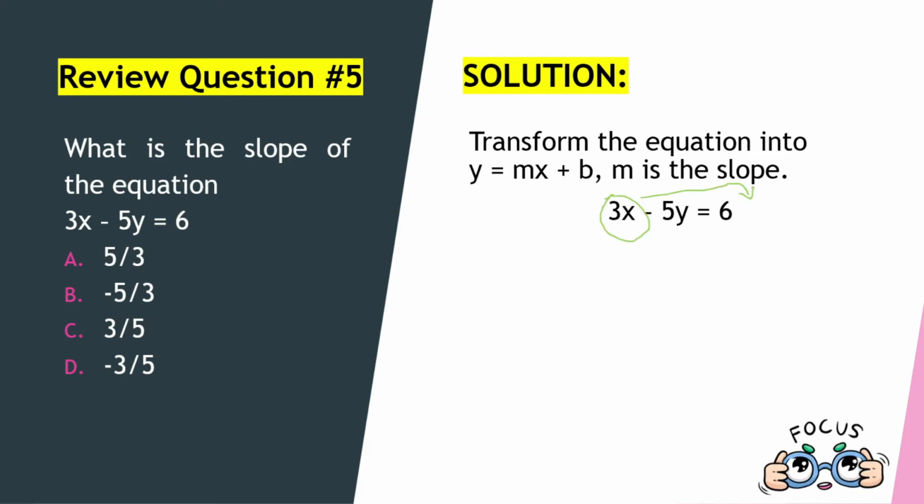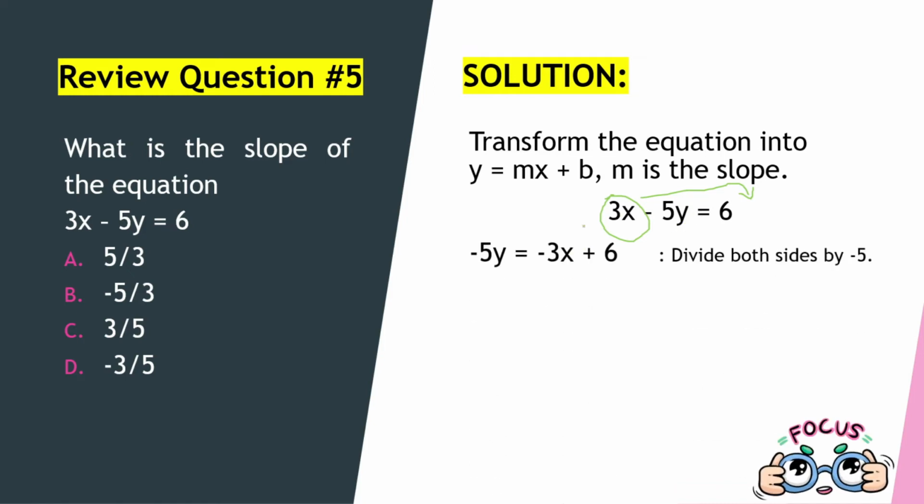Only y should remain. Okay? So when we move 3x, what remains is negative 5y is equal to negative 3x plus 6. Always remember, from positive, when it crosses the equal sign, it becomes negative. Okay? Then, to get y, divide by negative 5. So, when we divide by negative 5, negative 3x becomes 3x over 5, and negative 3x plus 6 becomes 3x minus 6 all over 5.